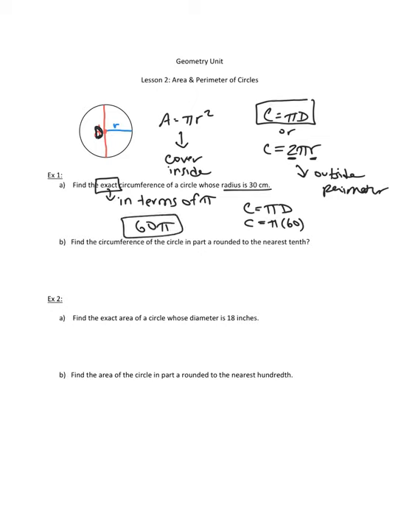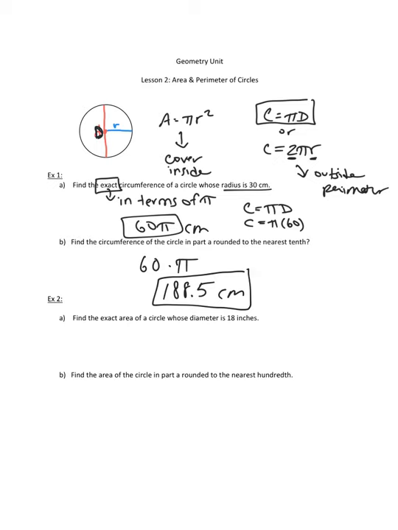In part B, find the circumference of the circle in part A rounded to the nearest tenth. So what you're going to do is go to your calculator and multiply the value of pi, use the pi key, times 60. So I'm doing 60 times pi on my calculator. And that's going to be 188.49, which rounds up to a 5. And this would be centimeters. Circumference is length, and so it's just centimeters or inches or feet.